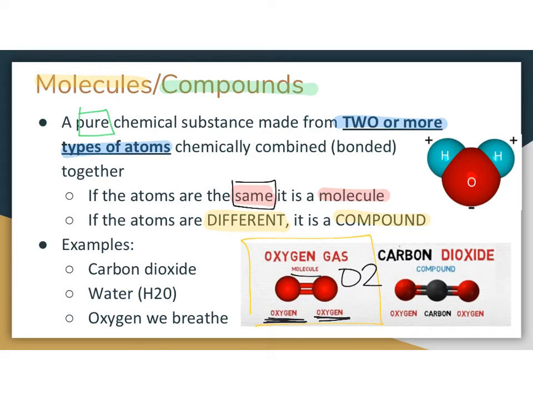Now, on the other hand, we breathe out carbon dioxide. Carbon dioxide is two oxygens and one carbon. That's why we always abbreviate this as CO2. So, two oxygens, one carbon. Notice that these are different, right? So, because they are different, CO2 is technically a compound.